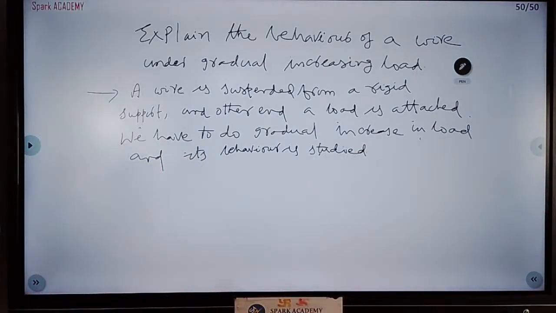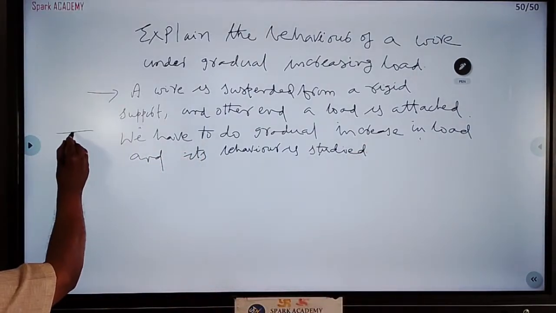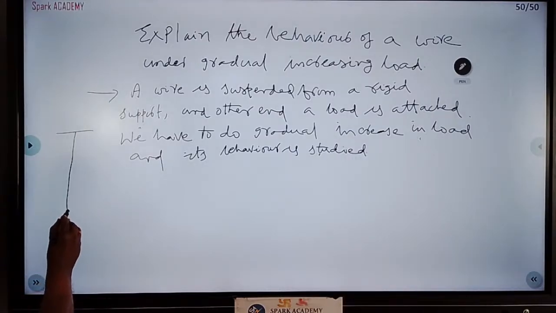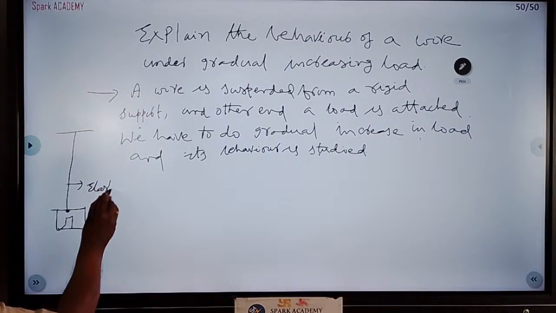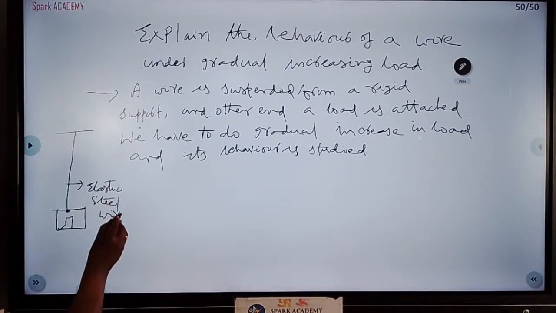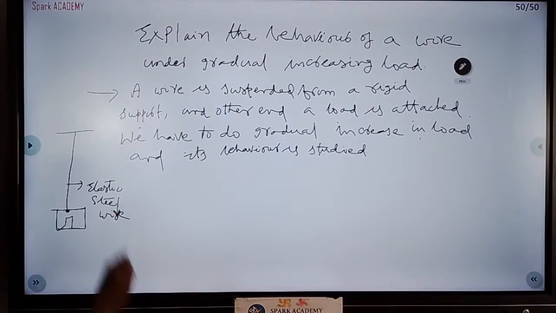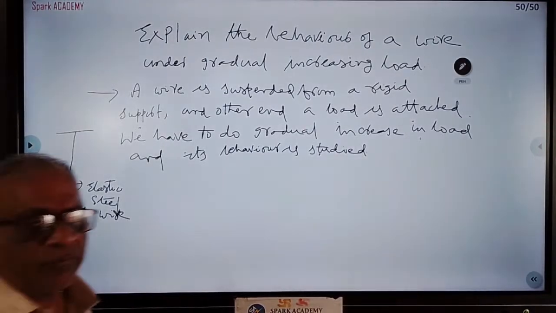Let us say there is a wire. You are suspending a wire and attaching a load here. You go on increasing the load. This is an elastic wire, let us say a steel wire. Gradually you are increasing the load and you are seeing what the behavior is. How are you seeing the behavior?